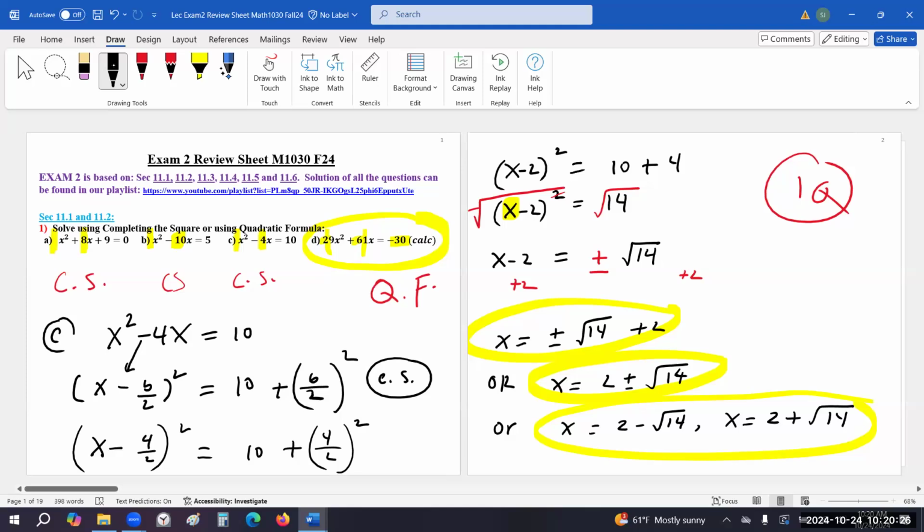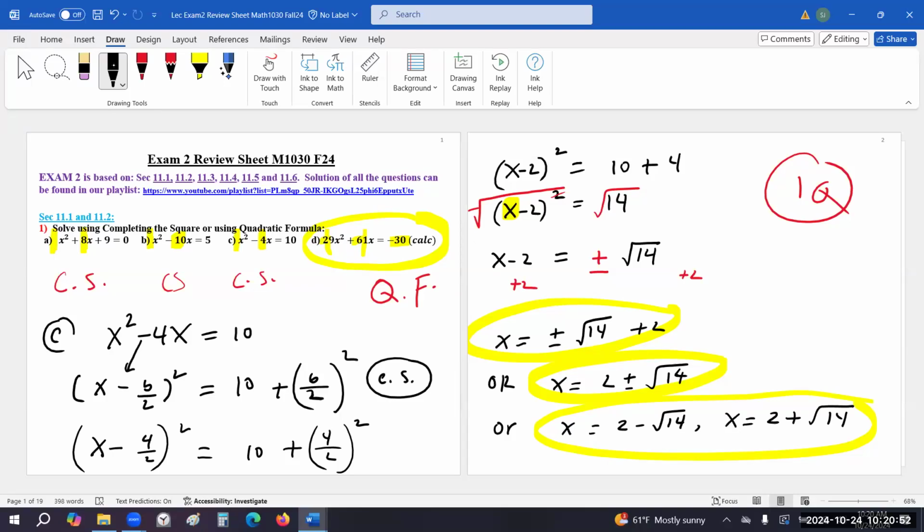It's the same process. It's b over 2, so what will be b over 2 this time for b? 5. So you do minus 5 inside the parentheses, outside the square, and then on the other side you add 5 squared. It's 25.